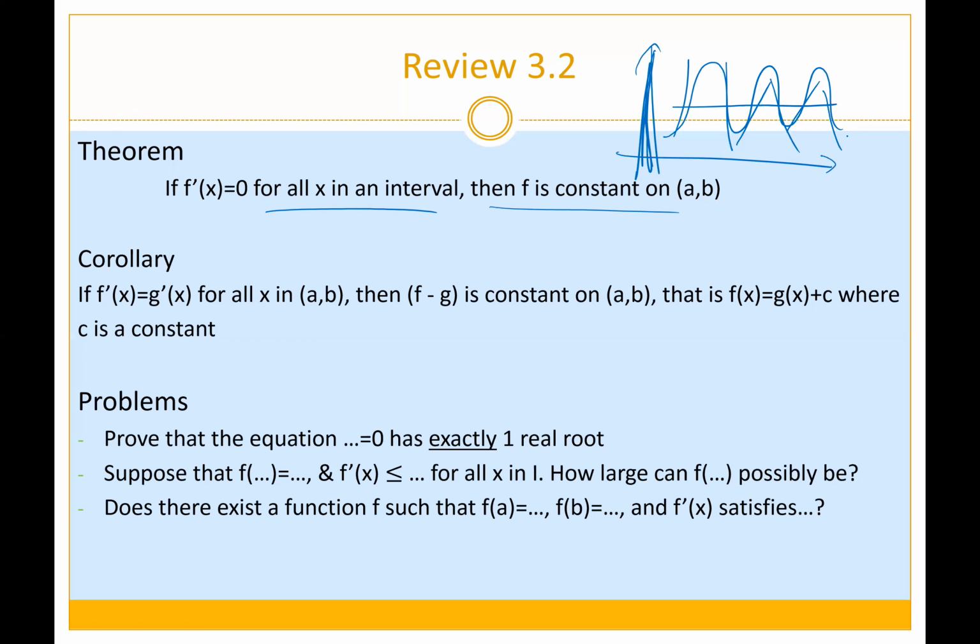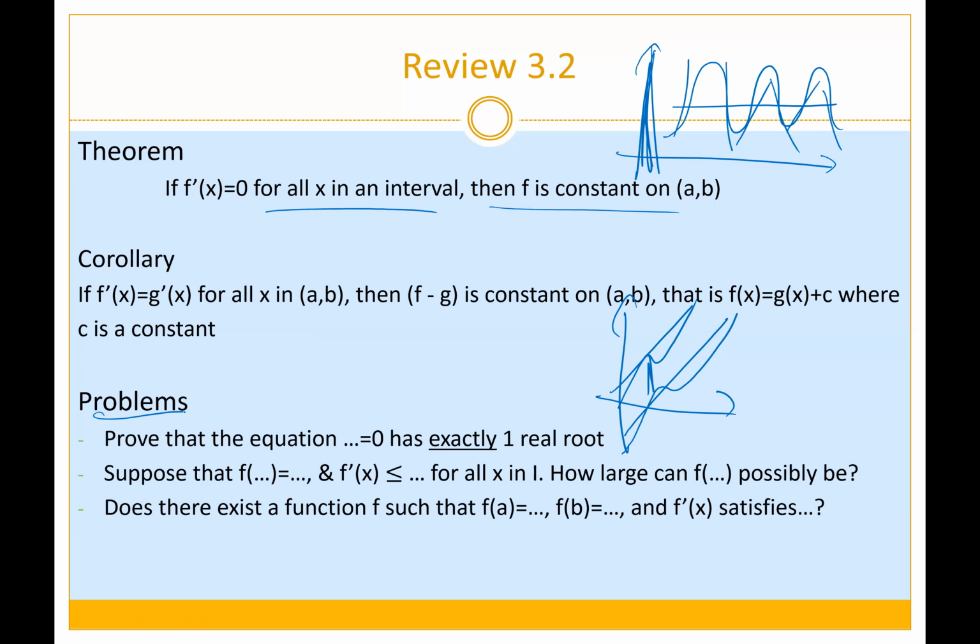We have a corollary, which is a consequence that we get: if you have f' = g' for all x in (a, b), then f - g is constant. That is, f(x) = g(x) + c where c is a constant. This one is not really helpful right here unless you have two different graphs and try to figure out the slope at these two points. But it is going to be helpful at the end of the semester when we talk about antiderivatives.